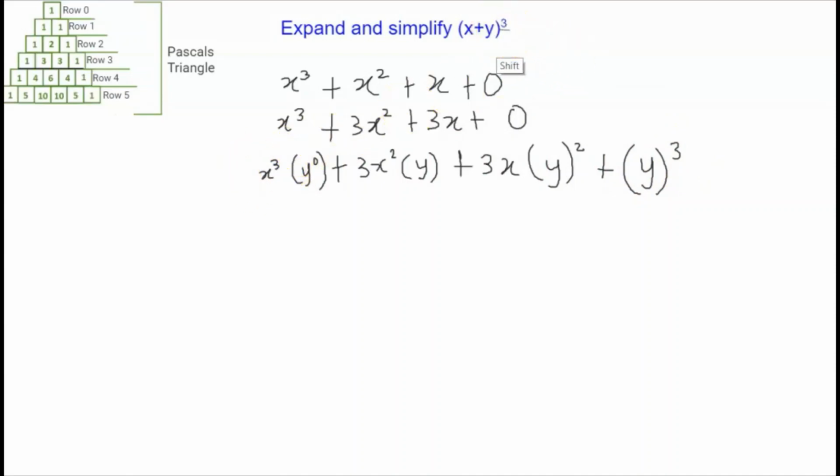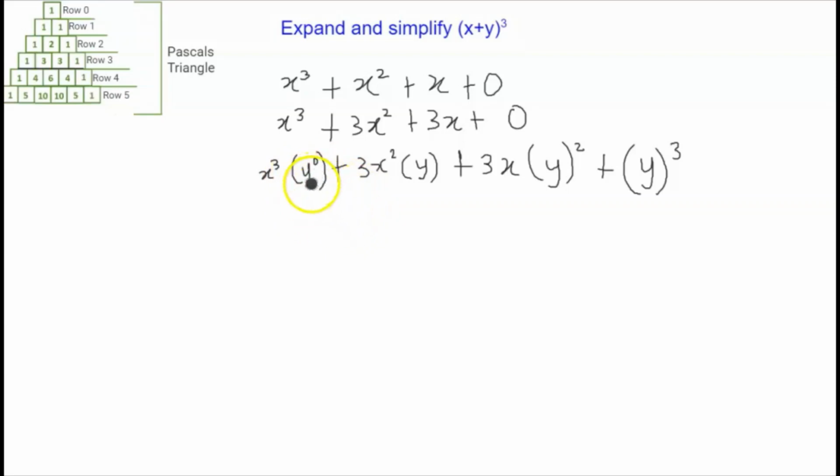We've been given the power of 3. Oh sorry, that's a bit wonky. We've been given the power of 3, so we can't go past the power of 3 when we're expanding these. So now we're just going to be cleaning this all up.